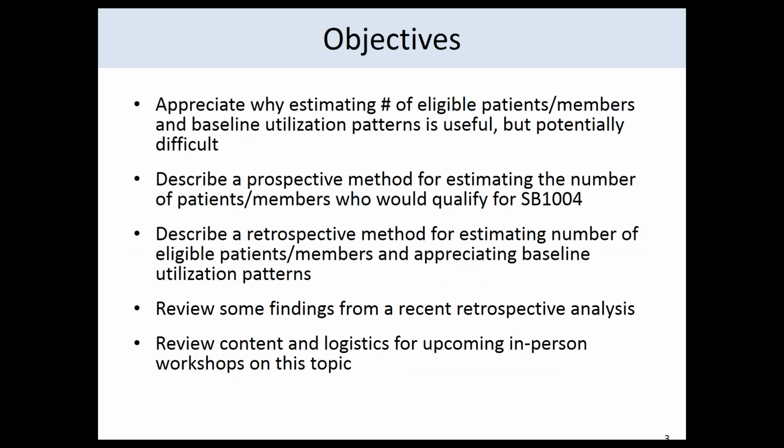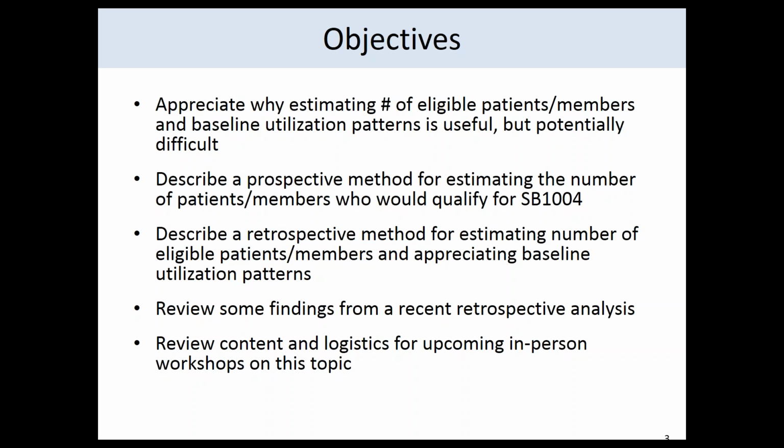The objectives for today's session are, 1, to appreciate why estimating the number of eligible patients or members, the number of folks who would be eligible for SB 1004 palliative care and how they're currently using healthcare services, is useful. And also to acknowledge that it's potentially difficult as well. We'll describe a prospective method for estimating the number of patients and members who might qualify for SB 1004. We'll describe a retrospective method for estimating the number of eligible patients and members, and one that also allows you to appreciate baseline utilization patterns.